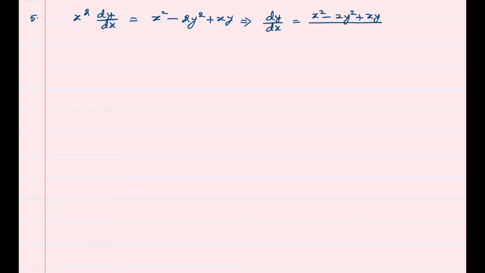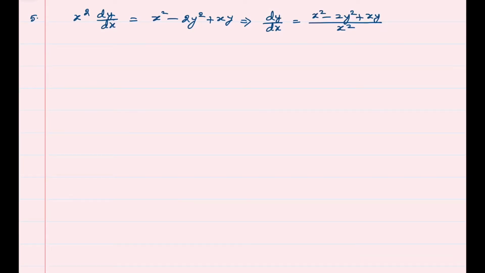Question number 5. x square dy by dx equal to x square minus 2y square plus xy. Dy by dx is x square minus 2y square plus xy divided by x square. Dy by dx is a rational function. Look at the degree of each term, it is 2. Therefore, it is homogeneous, but we will use lambda method.